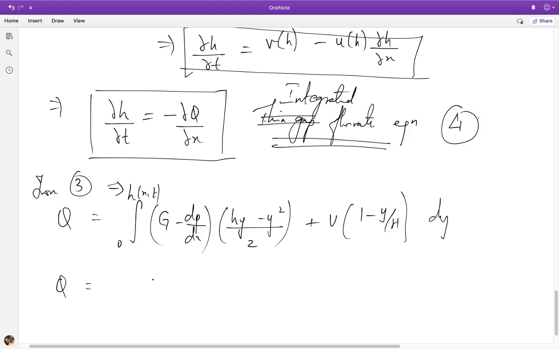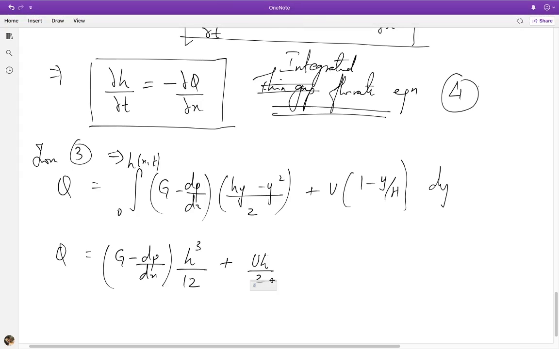Again I leave you to calculate the details, and what you will find is that q is equal to (g minus dp/dx) times h cubed by 12, plus u times h by 2. Yes, this is the expression for the flow rate.